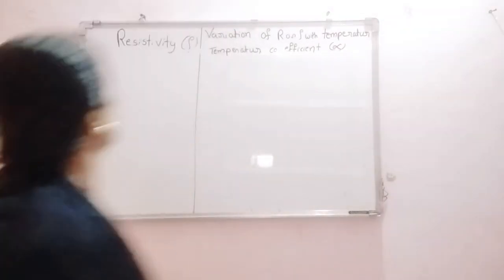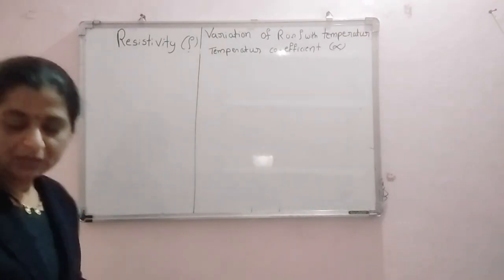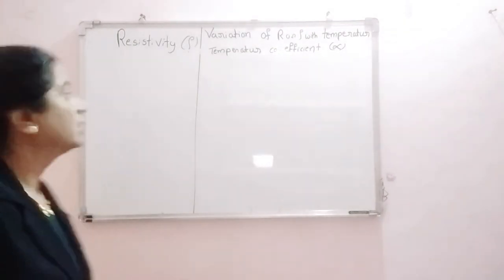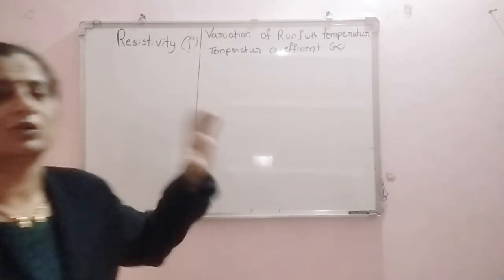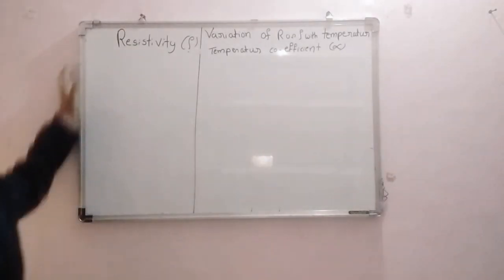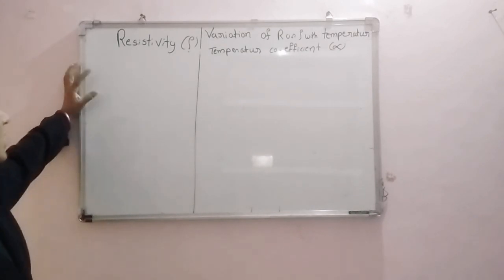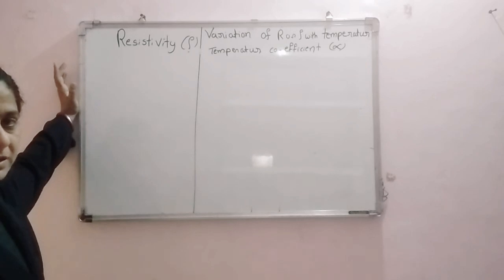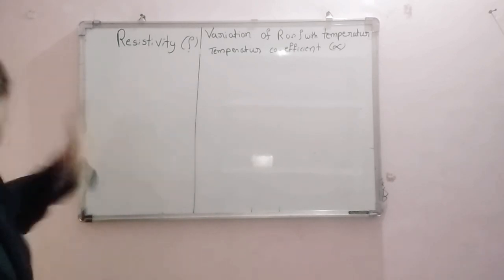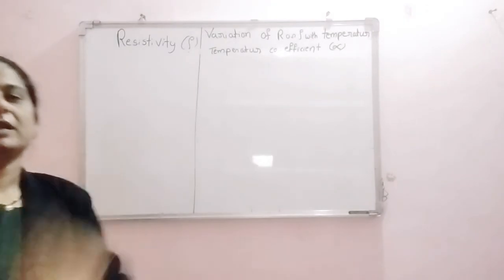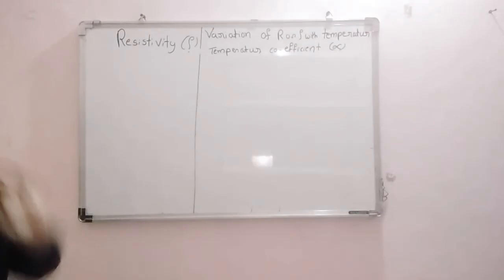Today's session we are going to see about the resistivity or specific resistance. According to Ohm's law, in the same physical condition, the flow of current through the conductor is directly proportional to the applied potential difference, that is R is equal to V upon I. In the same physical condition. What do we mean by physical condition? If area, length, or temperature changes, then the resistance will change.